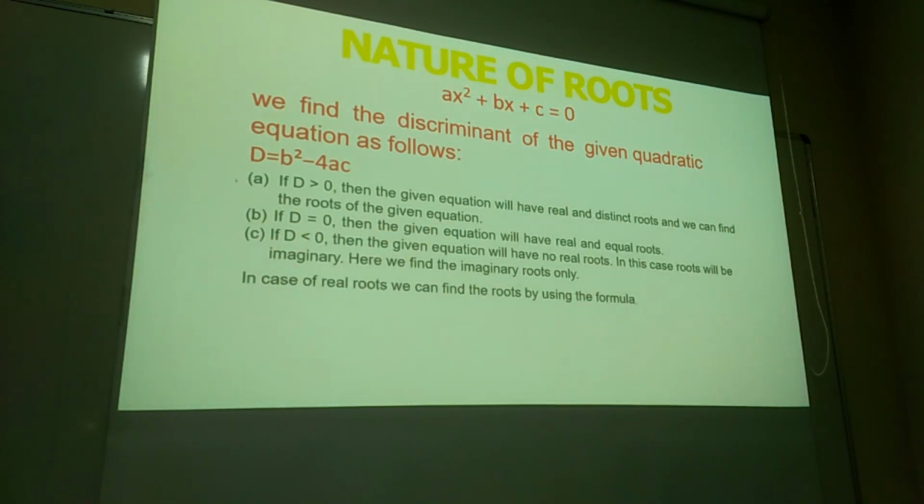Done. Next, how will you find these roots? Using a formula. We are not splitting the middle term, we are not using any other method. Using a formula. There is a formula known as the quadratic formula. So what does that formula tell us? x is equal to minus b plus or minus root of b square minus 4ac divided by 2a. Okay, so now I'll explain this formula.